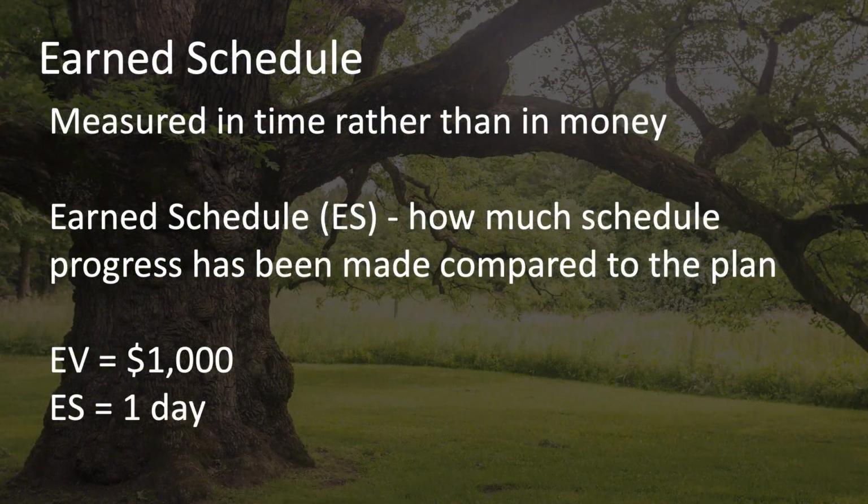An alternative to using schedule variance and the schedule performance index is to use earned schedule analysis, in which ES is earned schedule, which is a measure of how much schedule progress has been made compared to the plan. It is similar to earned value, but measured in time rather than in money. In our example, the earned schedule is 1 day, because at the end of day 2, only 1 day of planned work has been completed. So the earned value is $1,000, but the earned schedule is 1 day, which intuitively can make a lot more sense.